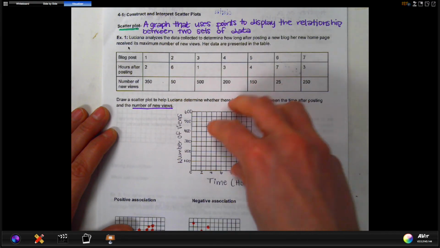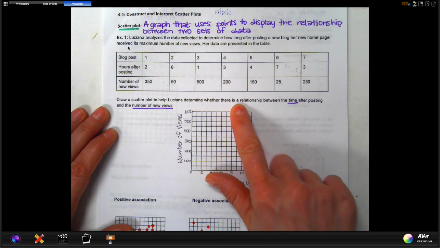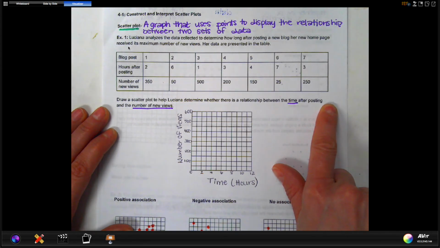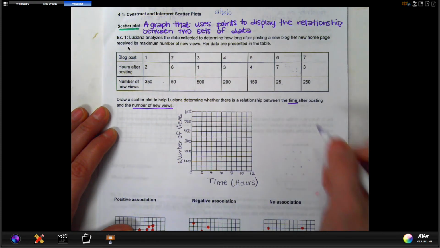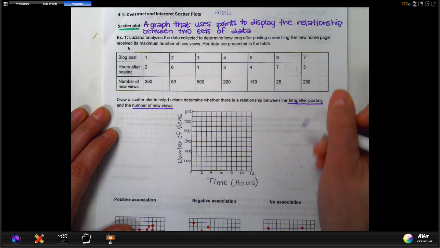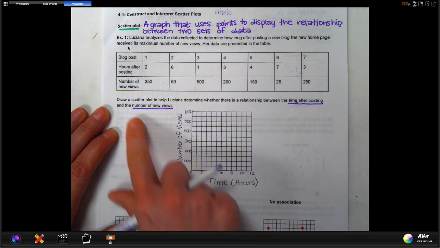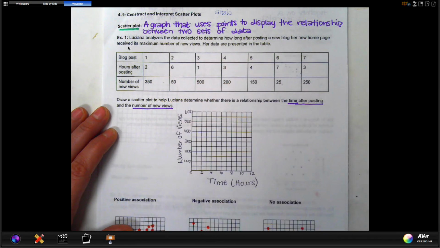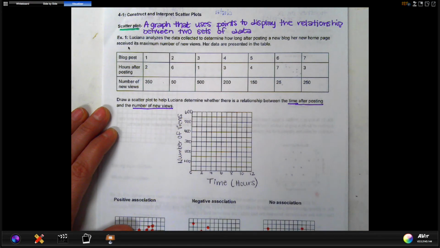So on your graph it's blank, but it says draw the scatter plot to help Luciana determine whether there is a relationship between the time after posting and the number of views. So knowing that time after posting, that's going to be our independent variable. We want to label that at the bottom. And then the number of views is going to be our dependent variable. We want to label that along the y-axis. I know there's the blog post, but that's not something that we are going to be comparing in this question.